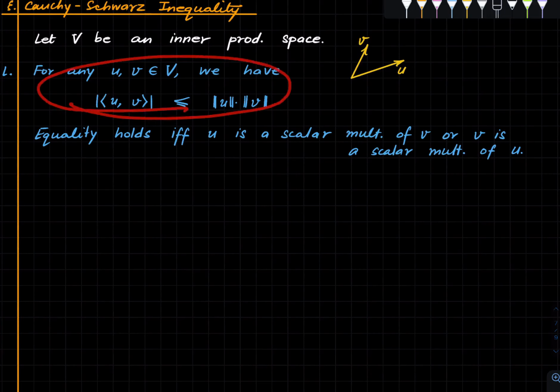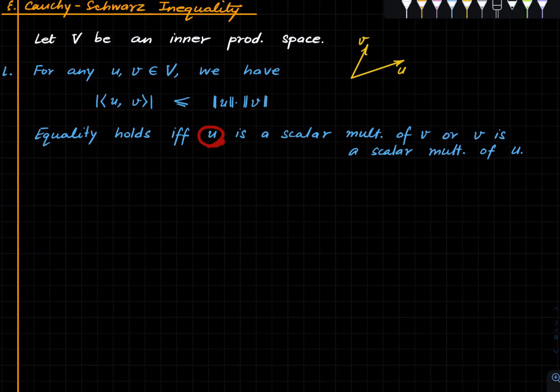The second part of the statement is that equality holds if and only if u is a scalar multiple of v or v is a scalar multiple of u. So basically when they are linearly dependent is when equality holds. Okay, so let's prove this.